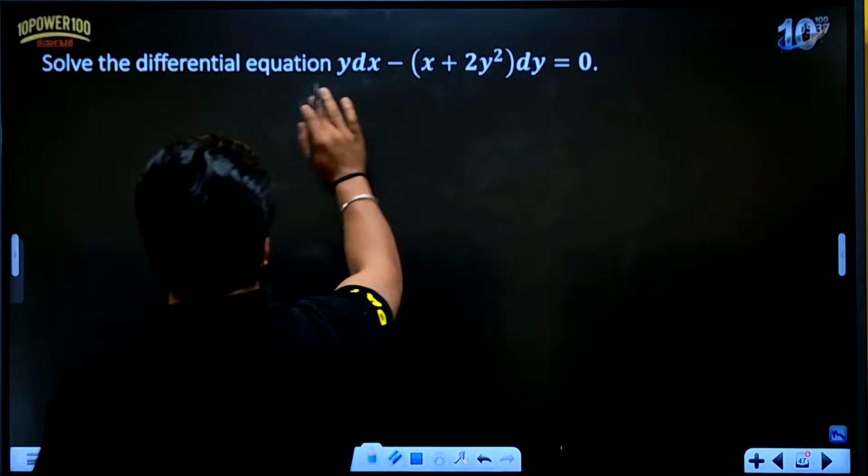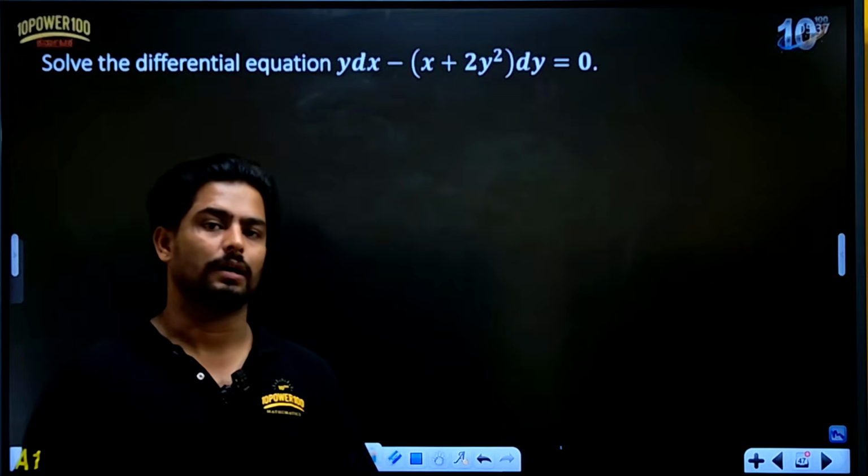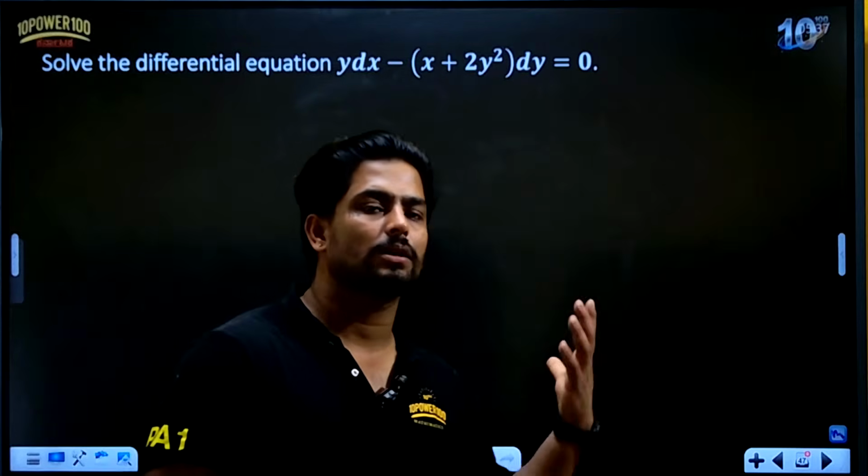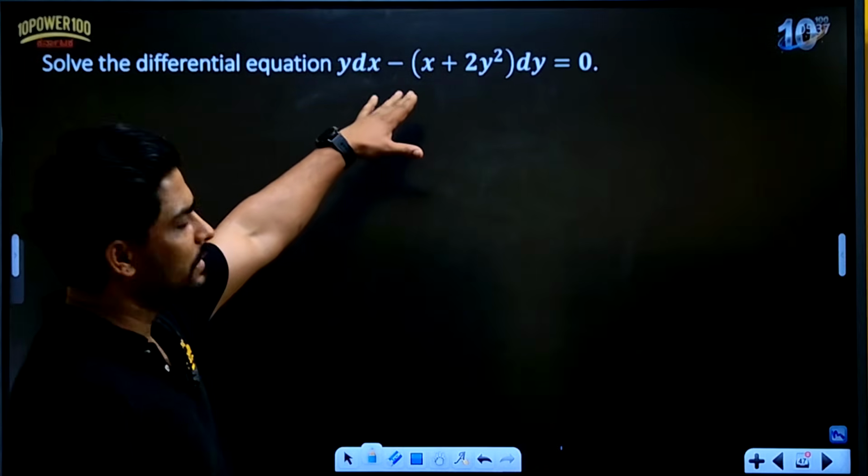Now, there is one more form of linear differential equation. It's actually based on that. And how do we get to know that? This is actually the second one.